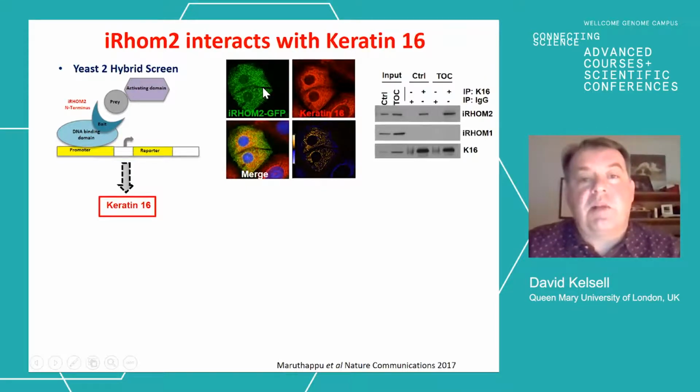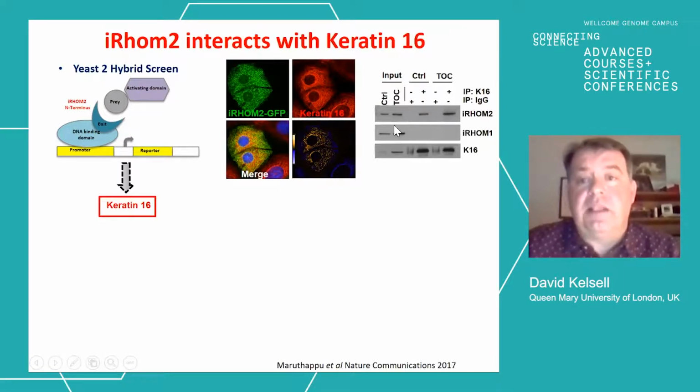One is we overexpressed iRhom2 with a GFP tag in keratinocytes, and then did immunocytochemistry to see where the expression of keratin 16 was. And where you see this orangey yellow, the pseudo color here, you can see that there is definitely a co-localization of iRhom2 with keratin 16.